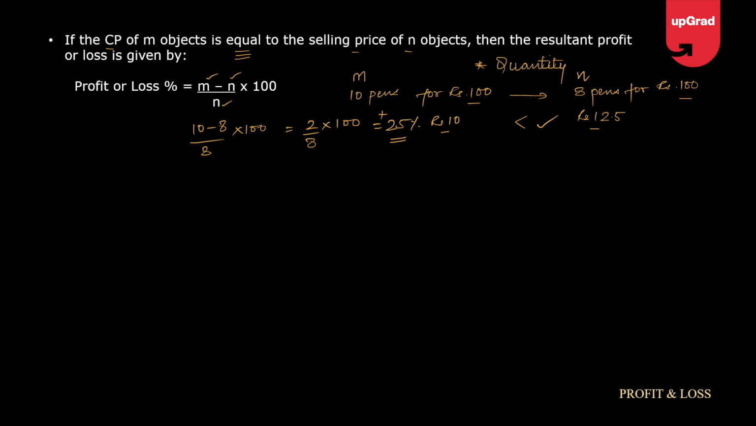So over here, number one, the prices in both the transactions, the cost price and the selling price, even though the number of objects is different, should be the same. If you want to apply this concept, it should be the same.